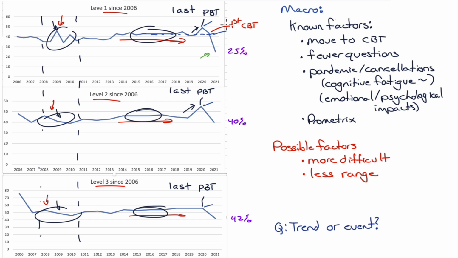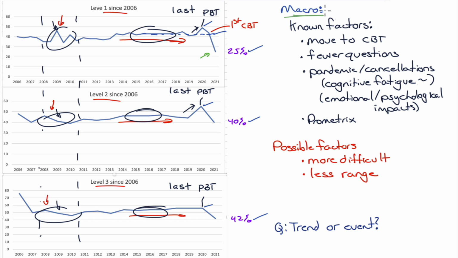And then we have this: lowest in history, third lowest in history, lowest in history. And of course, we want to know why, what's going on here. Well, look, this is happening to all three. We have to look at macro factors, not just micro factors. It has nothing to do with level 1 or level 2, but it has something to do with the way the exam is being administered. So we have to look at that.